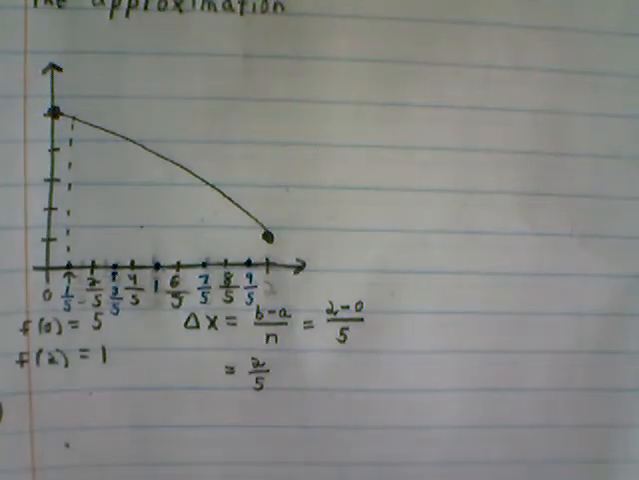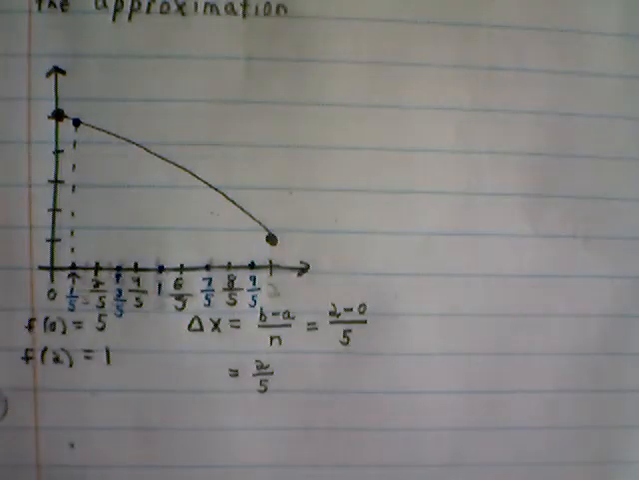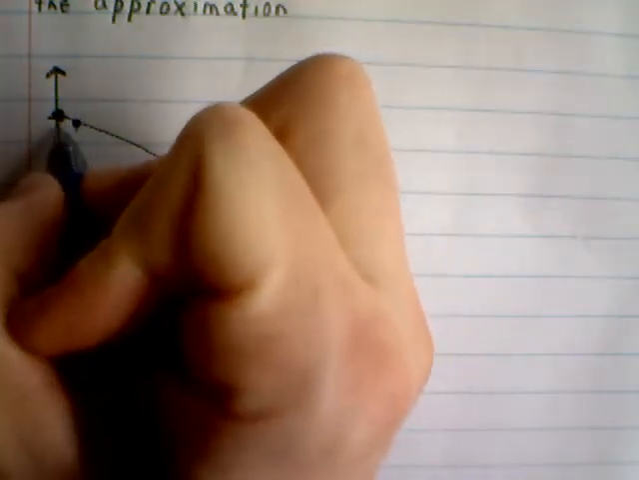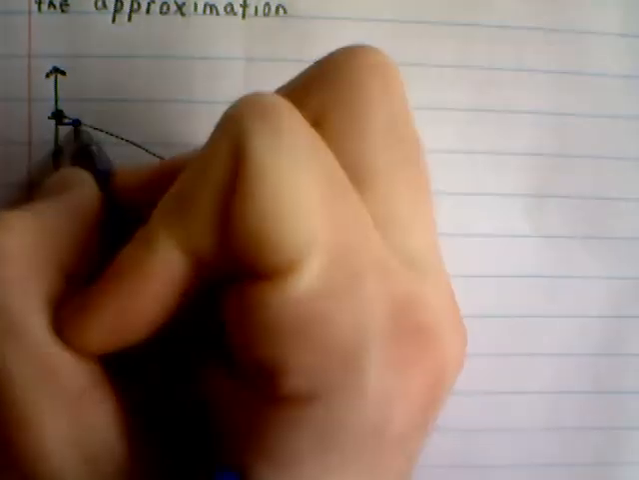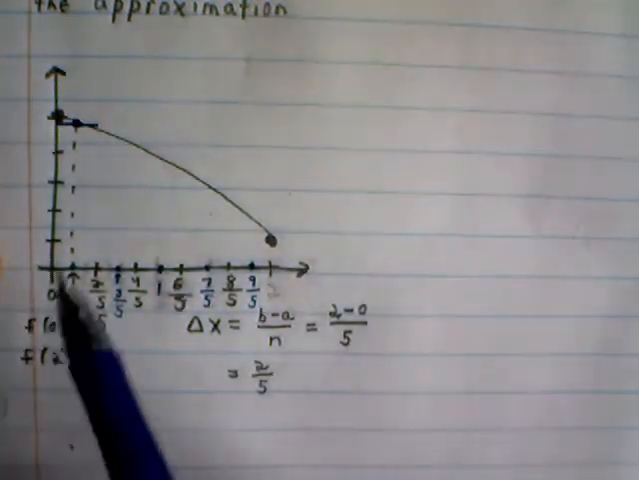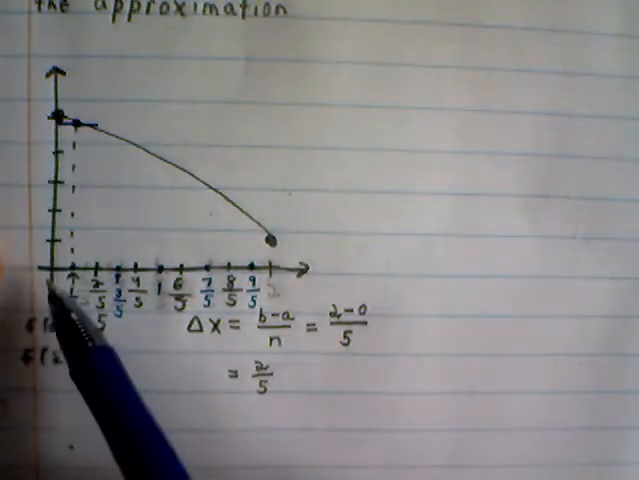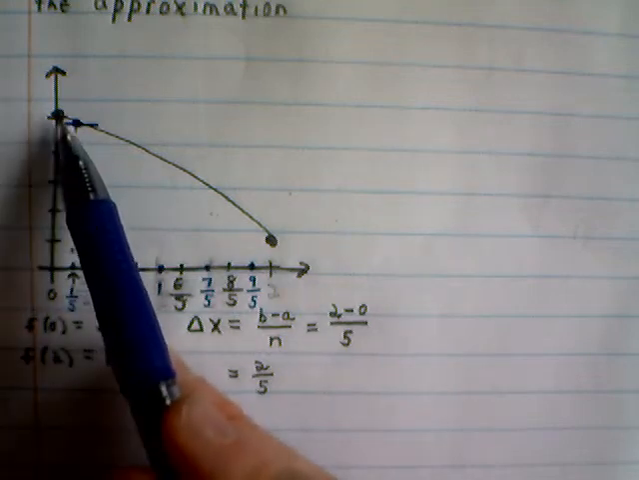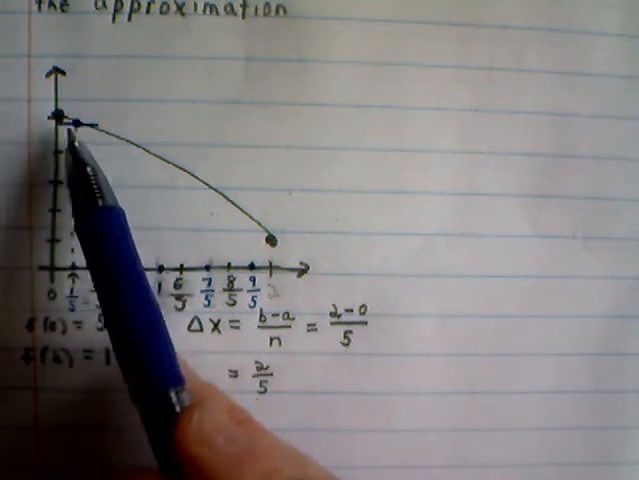All right. Now, my midpoint is on the curve. I'm now going to take each side of my rectangle out to the end of the subinterval. So the first subinterval goes from 0 to 2 fifths. So my rectangle goes from 0 to 2 fifths through the midpoint. And now I'm going to come back down.